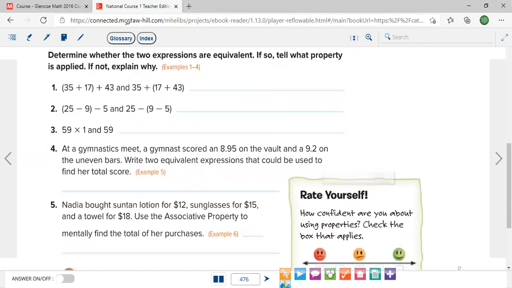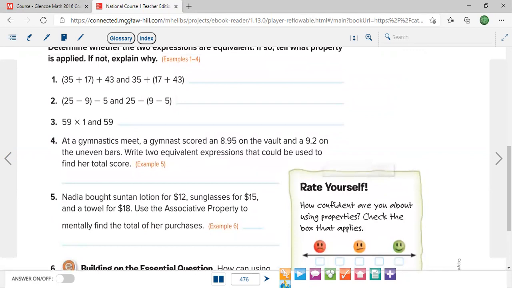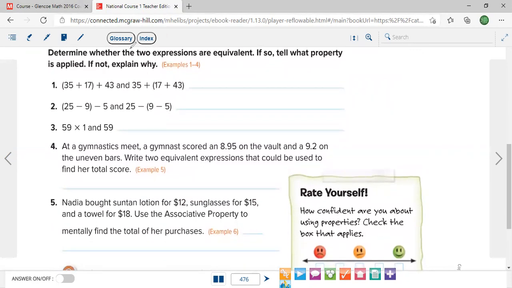Now, in the guided practice, determine whether the two expressions are equivalent. If so, tell what property is applied. If not, explain why. We have here 35 plus 17 plus 43, and 35 plus 17 plus 43, addition. So equivalent. And this is associative. Now in problem 2, subtraction, so not equivalent.